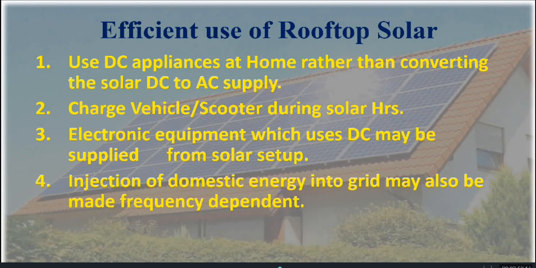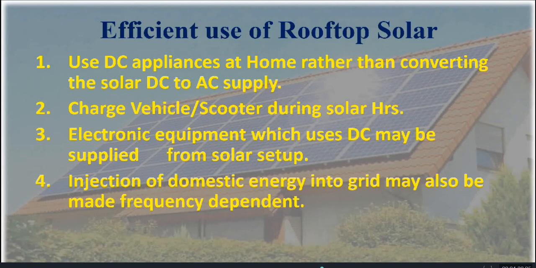We have to use DC appliances, which we generally don't use at our home, because the conversion of DC into AC itself is very inefficient. Because of that, we lose power at that point. So it is better to use DC appliances rather than AC appliances at home. Obviously, we will also have AC appliances at our home. With that, we shall have a different wiring for DC also, so that we can directly use the solar energy for the appliances.